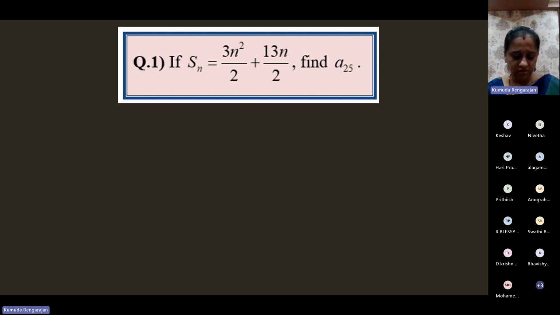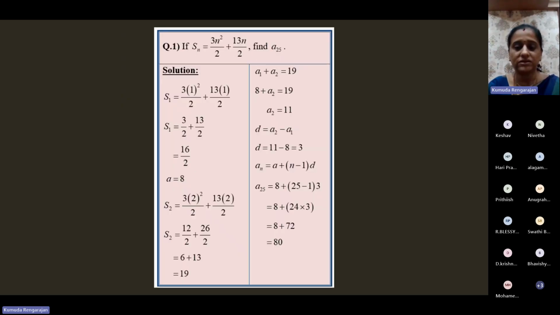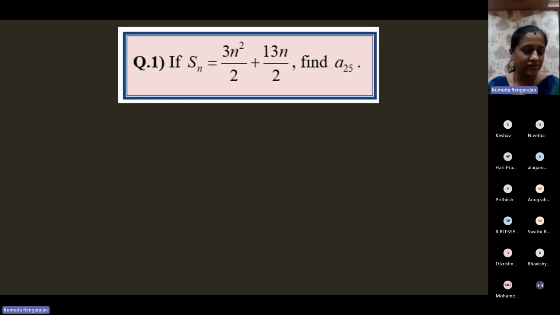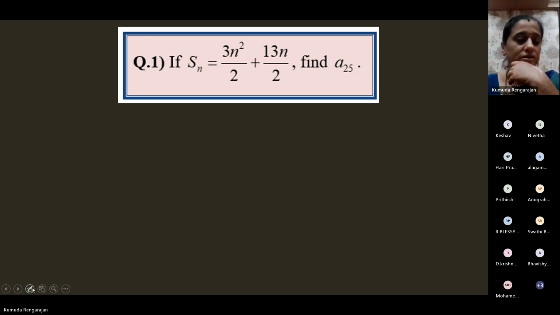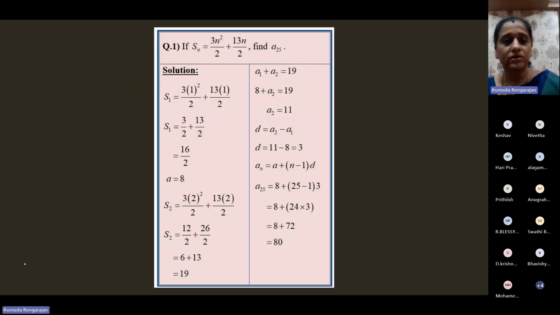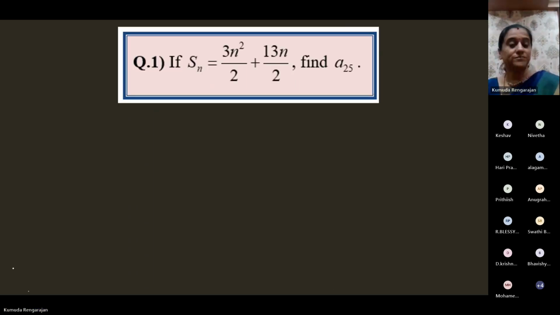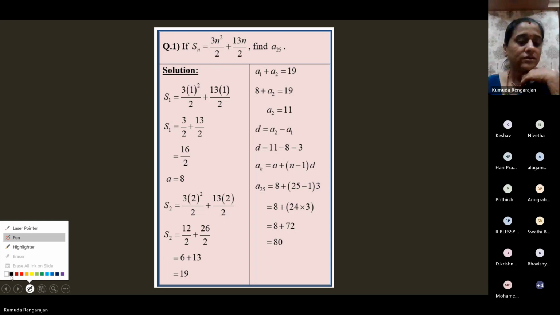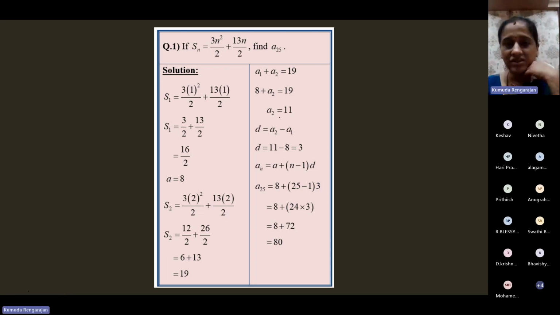Okay, so Hasif has pinged me. He says 80. Let me see. Perfect. A25 is 80. Correct, Hasif. This question can be answered in more than one way. Let me see what I have here. Okay, I have only one method here. So the correct answer is 80. We'll understand this method, and we'll see the alternate method after this one.